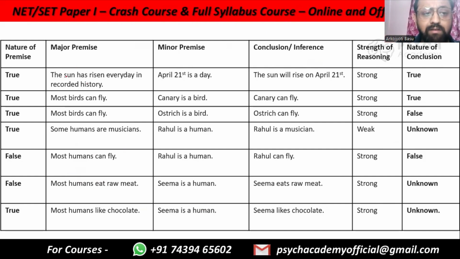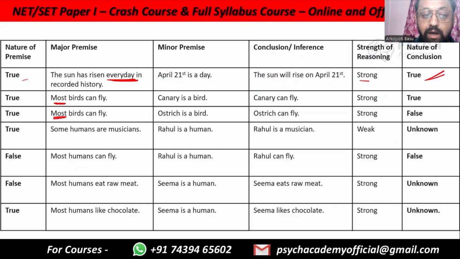Major premise, the sun has risen every day in recorded history. It is true. Minor premise, April 21st is a day. Conclusion or inference, this is also true. Conclusion or inference, the sun will rise on April 21st. It is a true conclusion and the reasoning is strong because we are talking about every day. The higher the number of instances, the stronger the reasoning.